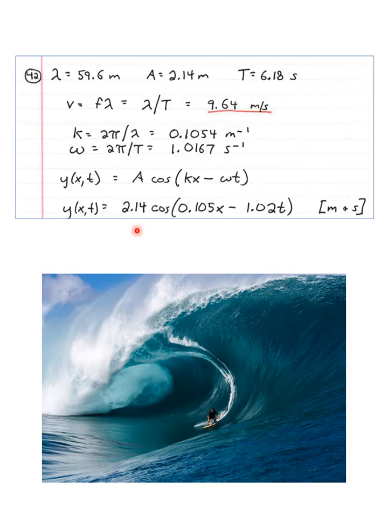We have the amplitude, we have kx minus omega t, so you should get y as a function of x and t is 2.14 cosine of 0.105x minus 1.02t. I've rounded these to 3 significant figures, and the units are in meters and seconds.